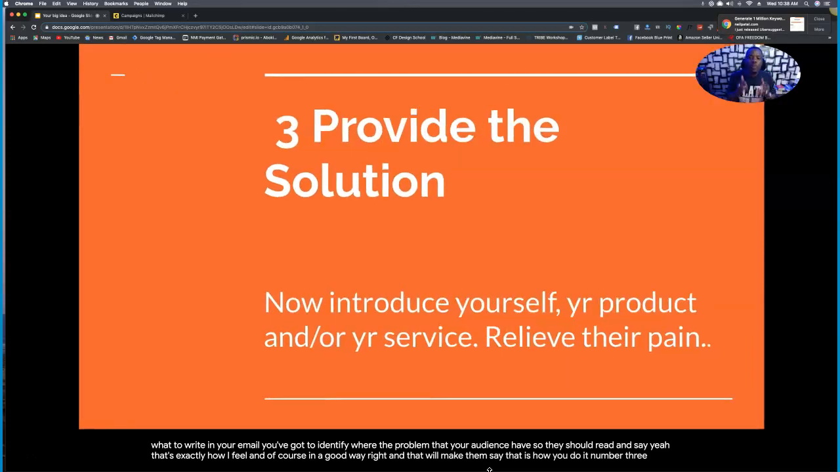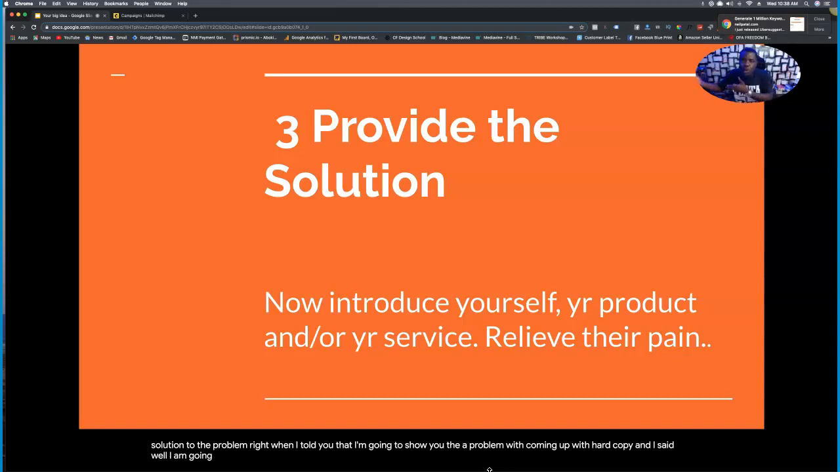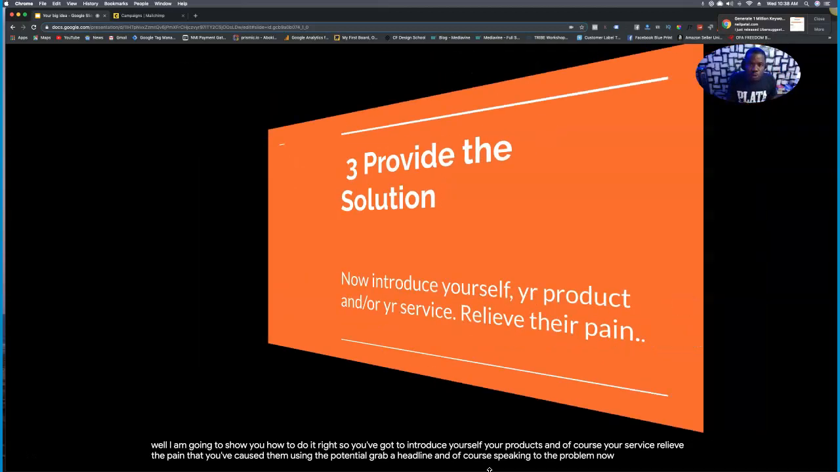Number three, provide a solution to the problem. Right, when I told you that I'm going to show you, if you have a problem with coming up with sales copy, I said, well, I am going to show you how to do it, right? So you've got to introduce yourself, your product, and of course your service, to relieve the pain that you've caused them using the attention grabber headline, and of course speaking to their problem. Now provide a solution to that problem.